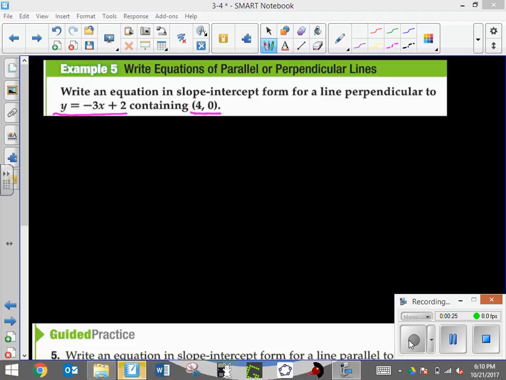So if I give you this line, the slope of this line is -3. The perpendicular slope to that is going to be the opposite reciprocal. So instead of -3, it's going to become 1/3. So the fraction changed sign. And I want it to go through the point (4, 0). When I'm all said and done, I want it in slope-intercept form.